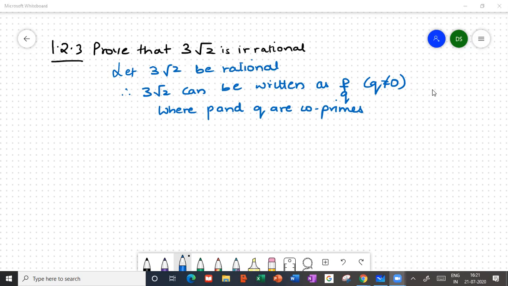Okay, so I was saying that these statements are important. That let 3 root 2 be, stating that you are assuming the question asked to be rational.